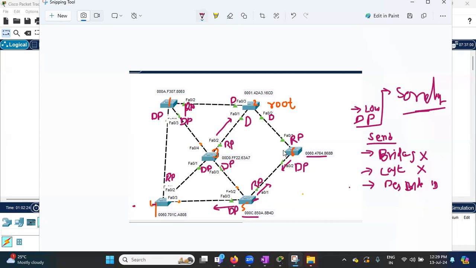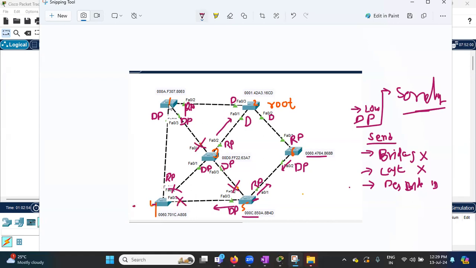But for switch 4, ports toward 1 and 3 are not identified yet. You identified this one, on the 4 side, the DP is identified, right? So the remaining port will be a blocking port. This is not DP or RP, it is blocked. So a loop will not happen.